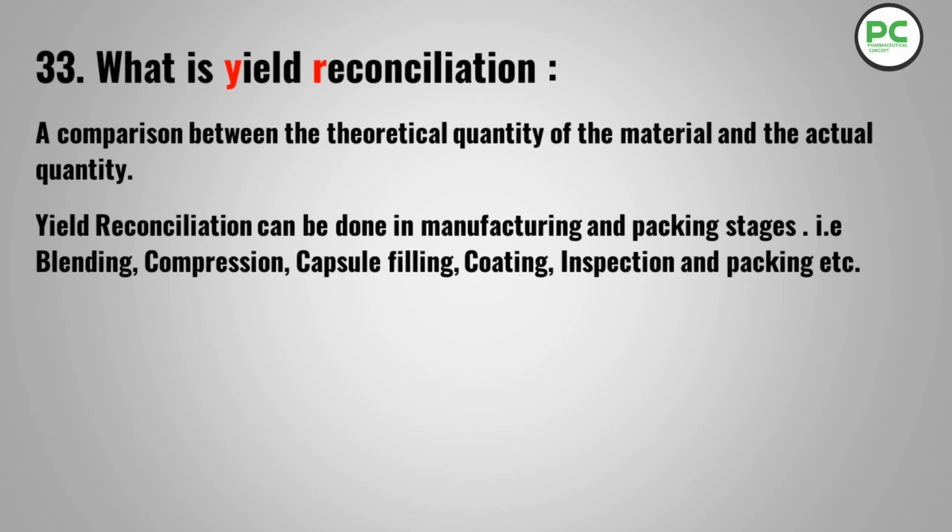What is yield reconciliation? A comparison between the theoretical quantity of the material and the actual quantity. Yield reconciliation can be done in manufacturing and packaging stages: blending, compression, capsule filling, coating, inspection and packing.